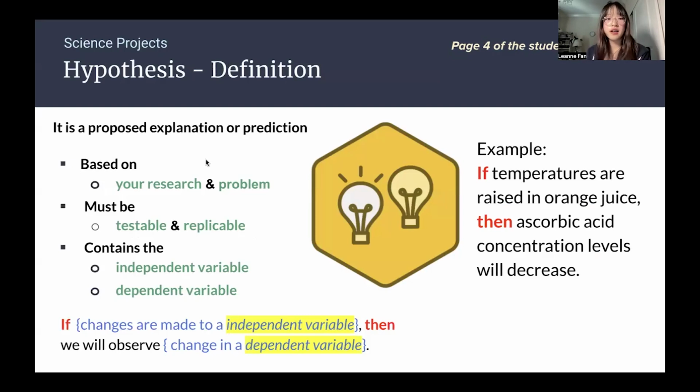The definition of a hypothesis for science projects is a proposed explanation or prediction of what you think will happen. So this would be based on your research and the problem you've identified specifically. And the most important thing about your experiment is that it's testable and replicable. So a great kind of hypothesis we recommend is the if-then kind. It should contain an independent and dependent variable, for example: if temperatures are raised in orange juice, then ascorbic acid concentration levels will decrease.